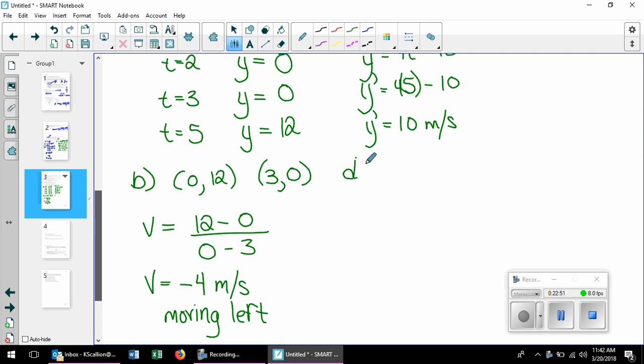So D comes after C. D says, when is the velocity 0? At what time is the instantaneous velocity 0? Oh, centimeters per second. Sorry, I was on the last one. Look at this. I can fix it.